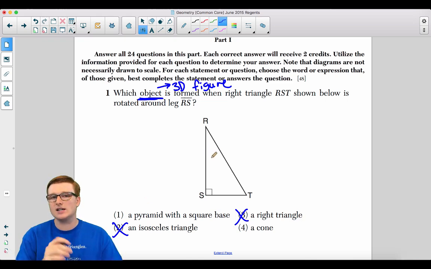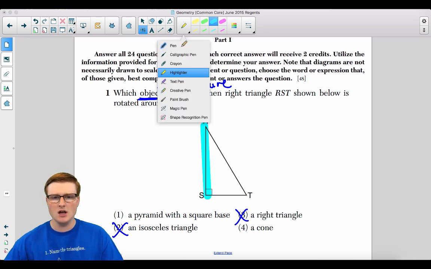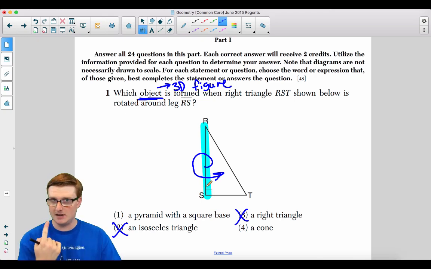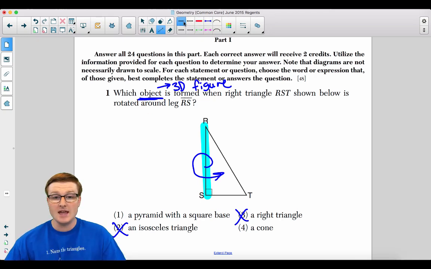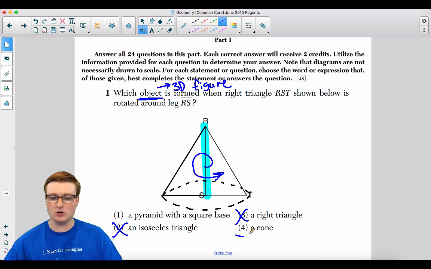It's asking for an object that's rotated around leg RS. So when it says rotated around leg RS, we're looking right here. Your job is to continuously spin it around. What object do you get when you spin it around leg RS? If you spin anything, no matter how square it is or pointy it is, it's going to be creating a circular base. When you spin a triangle around one of its legs, it is going to create a cone. So the answer for number 1 is choice 4, a cone.